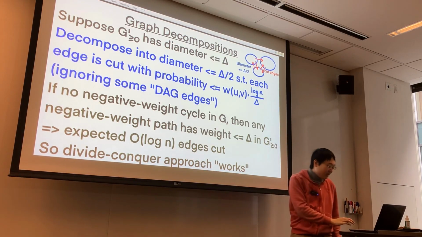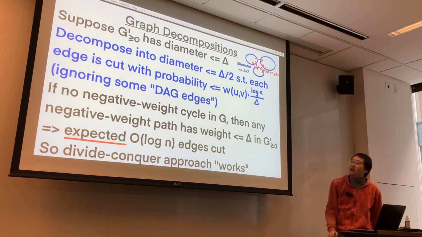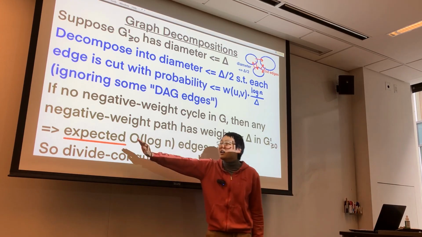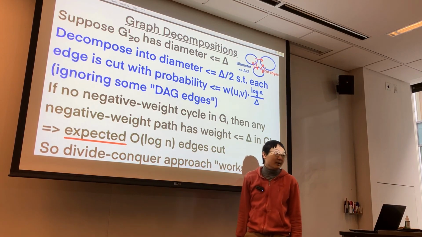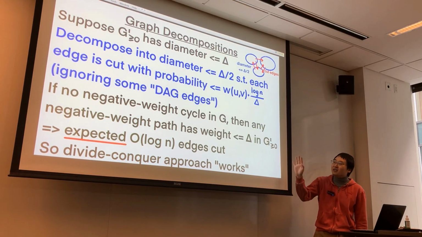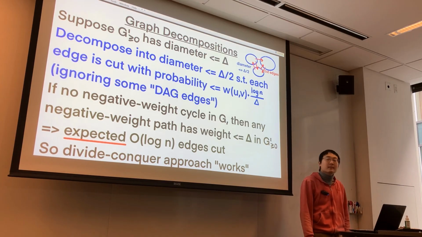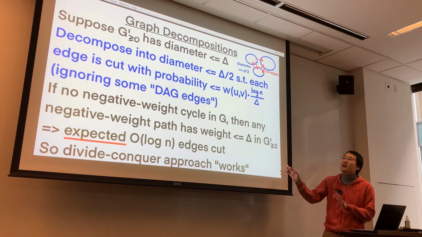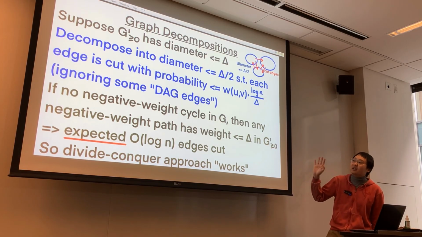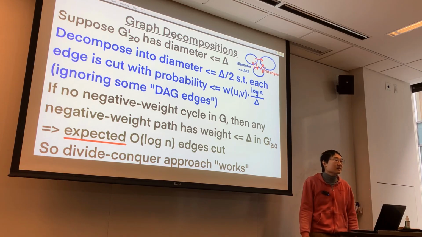And here's the other detail I'm skipping: this is an expectation. This is not deterministic over all shortest paths, and therefore this requires more work. But morally, this is the idea. So this essentially is all the ideas behind this BNW algorithm. And in the last 10 minutes I'll discuss how we get something deterministic.